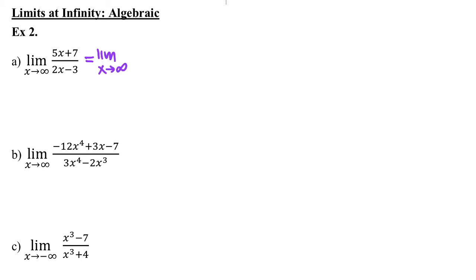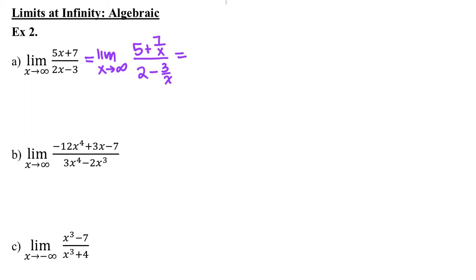Okay, if I divide everything by x, 5x divided by x is 5. 7 divided by x is 7 over x. 2x divided by x is 2. 3 divided by x is 3 over x. Now the reason I like this, let me write this out. I'm going to go ahead and plug in infinity. Am I going to? No, I'm not. I'm just going to imagine I plugged in infinity.